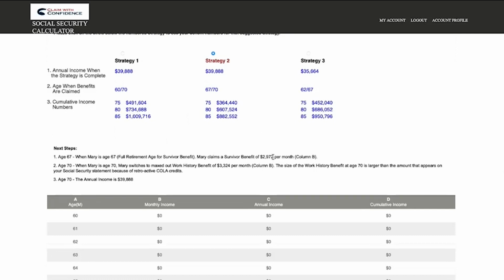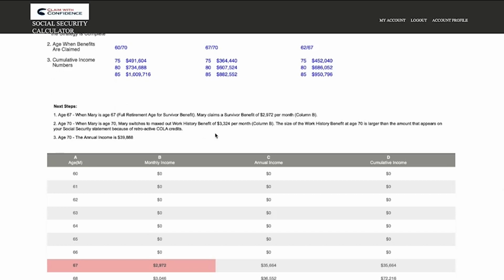In other words, when Mary hits age 67 and claims her survivor benefit, she can still continue to work if she wants to, and she can make as much money as she wants, and she'll never have to give back any of her received Social Security benefits. Once again, the earnings test goes away at her full retirement age. So that's the reason for strategy 2. She waits until her full retirement age of 67. She claims her survivor benefit of $2,972 a month. Again, it isn't reduced because she waited till her full retirement age, and she doesn't have to worry if she continues to work because she's not going to be subjected to that earnings test.